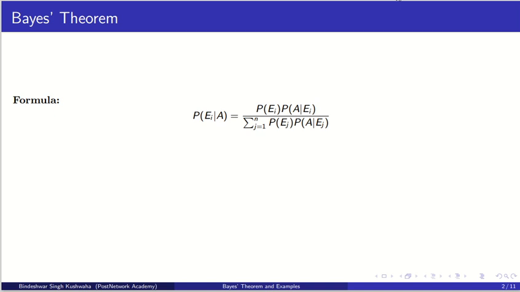This formula allows us to update probabilities when we obtain new evidence. It is particularly useful in scenarios like medical testing, spam detection, and even reliability analysis.